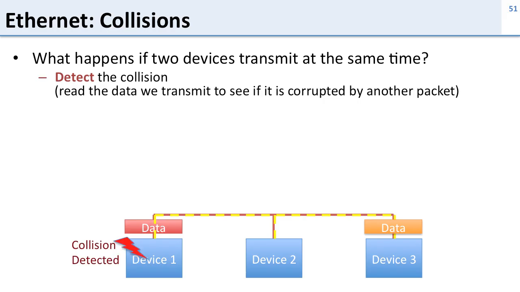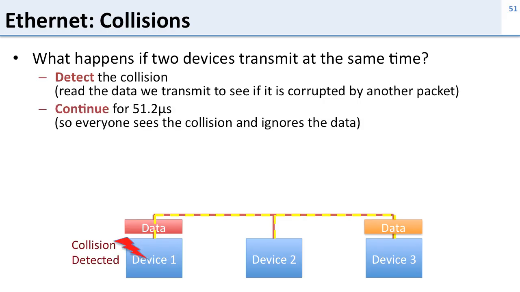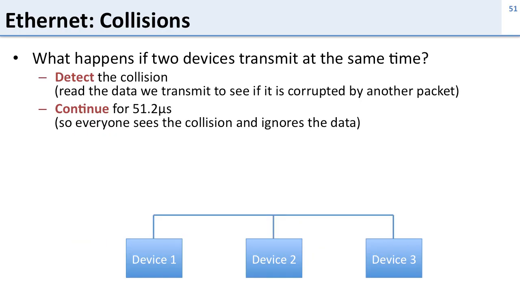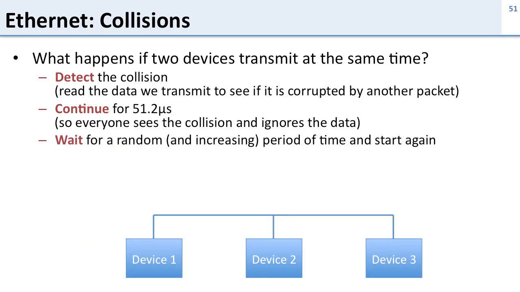When we do detect a collision, we keep sending data for a while, for a long time in fact. We keep sending data to make sure that everybody else also sees that there's a collision. So by continuing to send data, we make sure that device 3 here also detects the collision. Then we wait. We wait for a random amount of time, and we wait for an increasing amount of time. So if we have another collision, we're going to wait even longer. This is called an exponential backoff, and what it means is that it reduces the chance that we're going to have another collision right away.